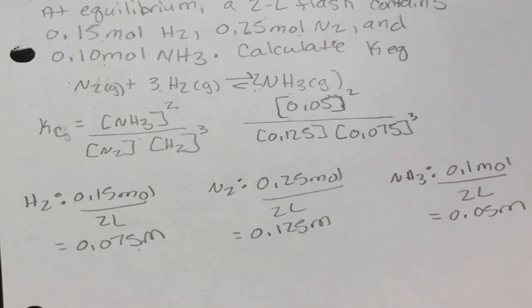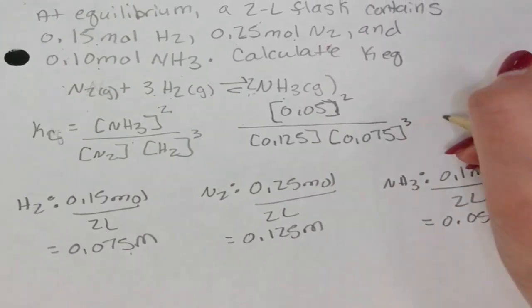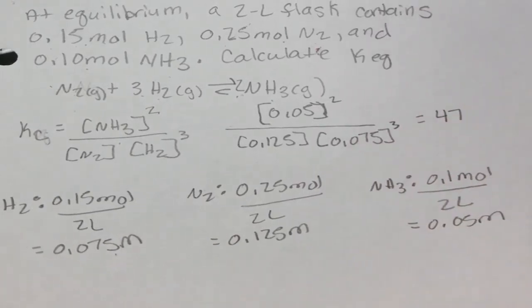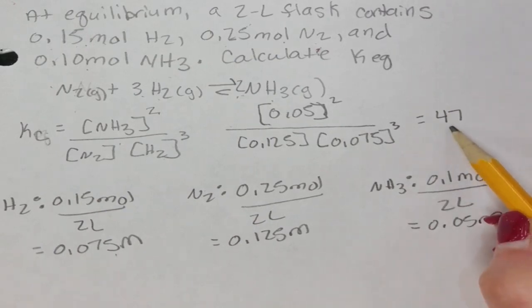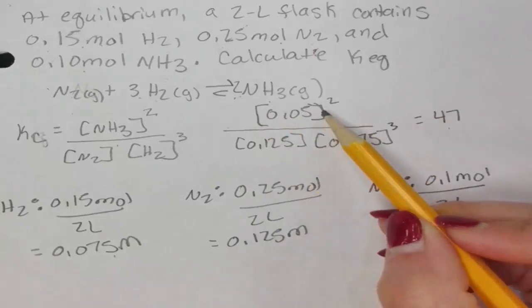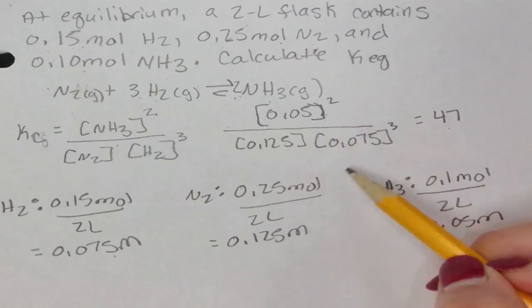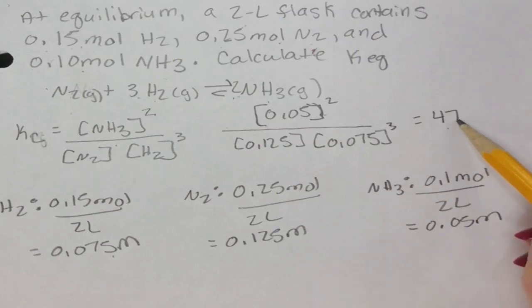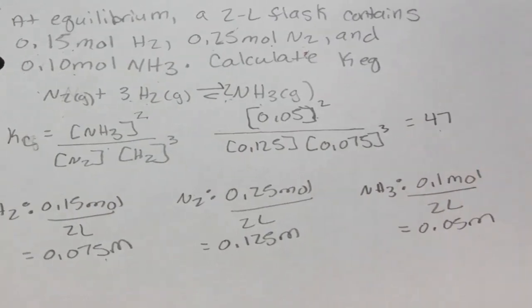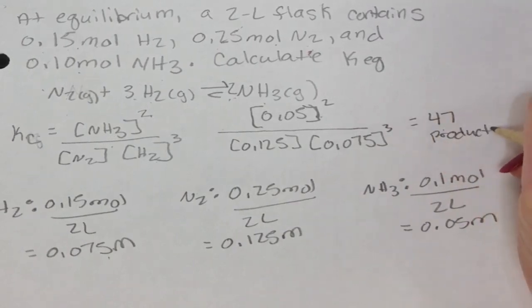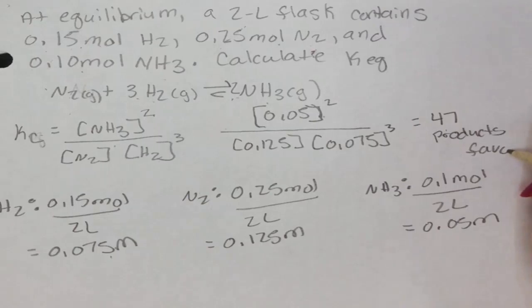All right, so when I plug this into my calculator and solve, I find that I get a value of 47. Now, our K's typically have two sig figs, so two values. So what does this mean? This means I had more products than I did reactants, because a larger overall value divided by a smaller overall value gives me a number greater than 1. So that means that products are going to be favored.